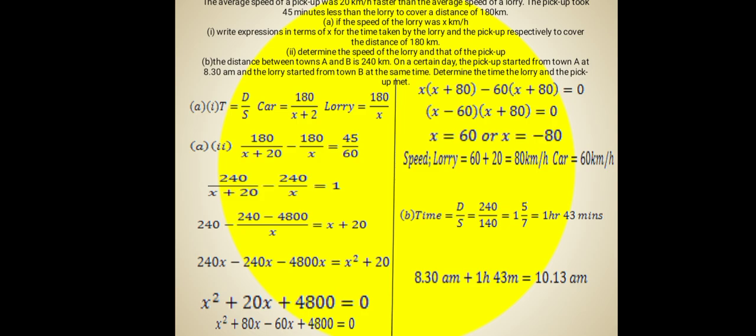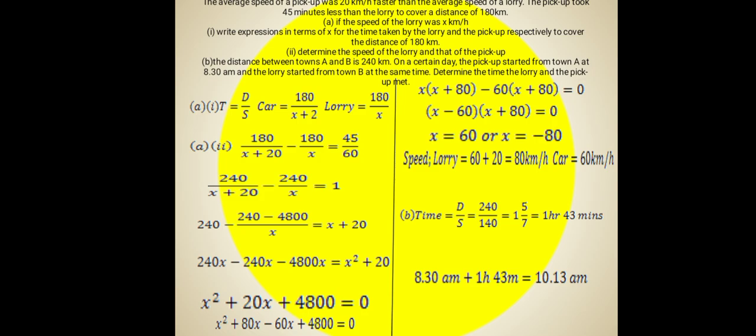Now let's solve part A first. Part A1, we have been asked to write the time. We know time is distance over speed. Now for the car, the time will be the distance for all the vehicles. The distance is 180. So for the car, the time will be 180 all over its speed x plus 2. And for the lorry, the time will be 180 all over its speed x.